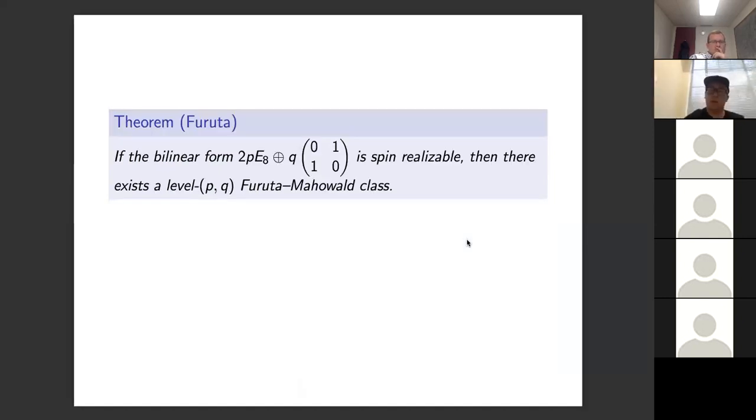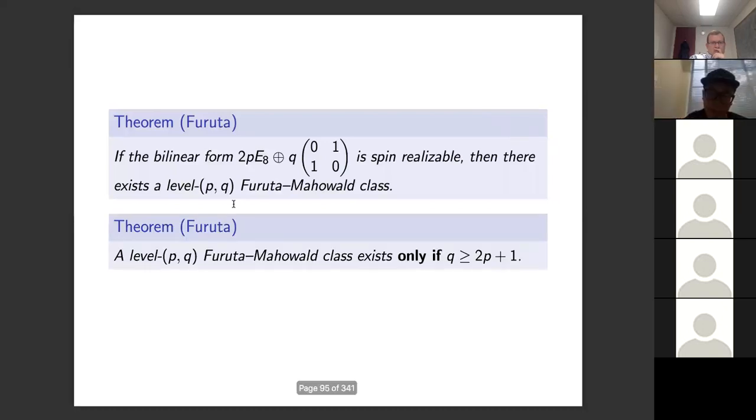So a summary is that we further prove that if a bilinear form is spin realizable, then through all this machinery, there must exist a level PQ Furuta-Hopkins class. Note that this is not an if and only if. When we have a manifold, we have the bilinear form, then we can produce a map in the equivariant homotopy theory and the commutative diagram in the last page.